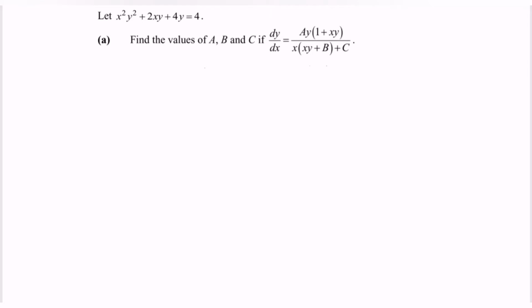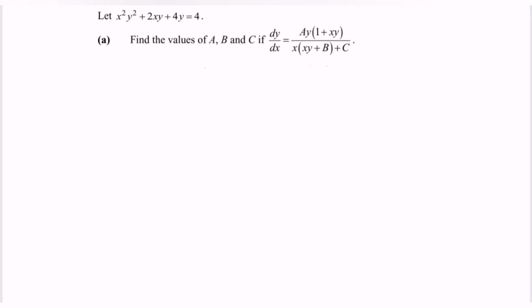Hello everyone, in this video I'm going to discuss the topic differentiation. So let x squared y squared plus 2xy plus 4y equals 4. Find the value of a, b and c if the first derivative is equal to the right hand side. So what we have to do is to differentiate or find the first derivative.